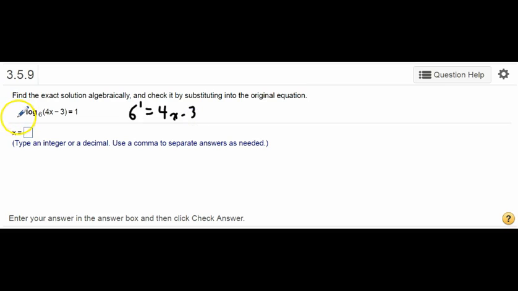If there had been anything out front being multiplied by the logarithm, we would have needed to get rid of that first. That's what I meant when I said isolate the log. But since this one just has the log of an expression in here, there was nothing to move to the other side of the equation first. Well, now that I have 6 to the first power equals 4x minus 3, I'm just going to try to get x by itself. So the opposite operation for subtracting 3 would be adding 3.